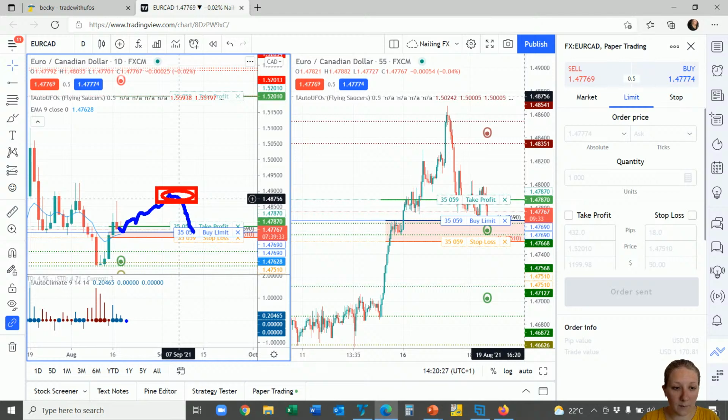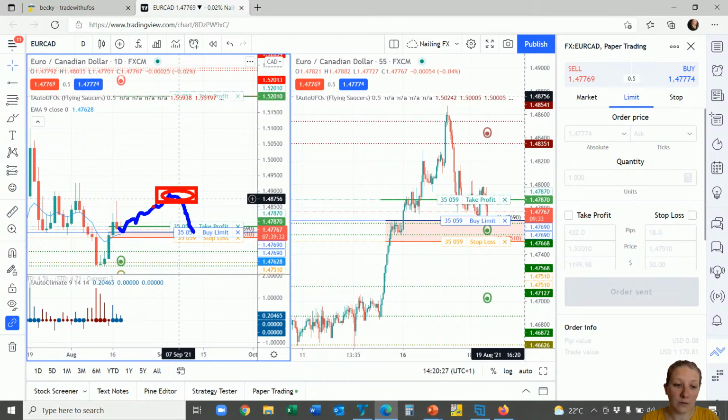So all the while the climate is still a thick blue dot. I'm going to draw them out. Not very well, but let's say at this point it's now a thin dot or it's a red dot. Well, we get out at that point, whatever the price is. Hopefully at a trailing profit.